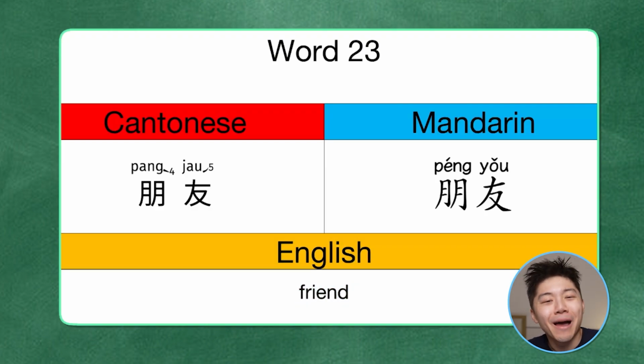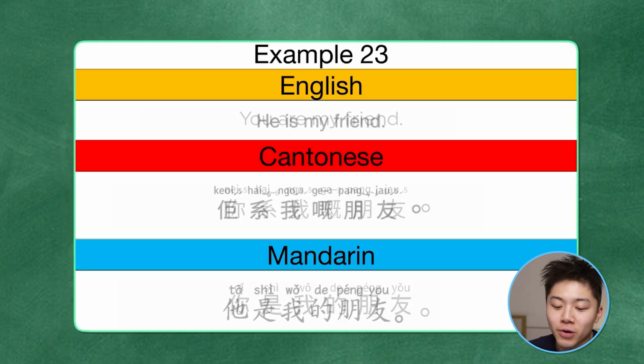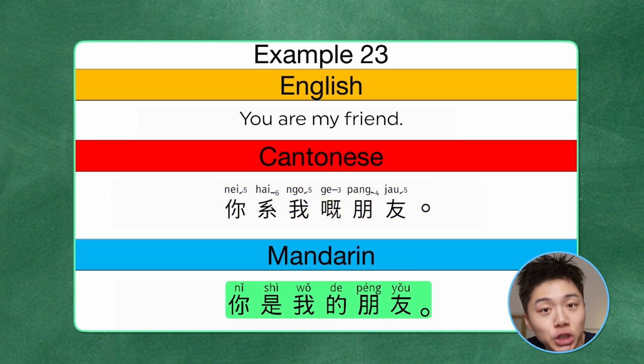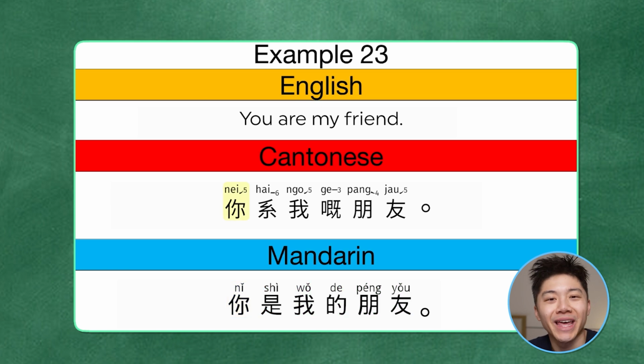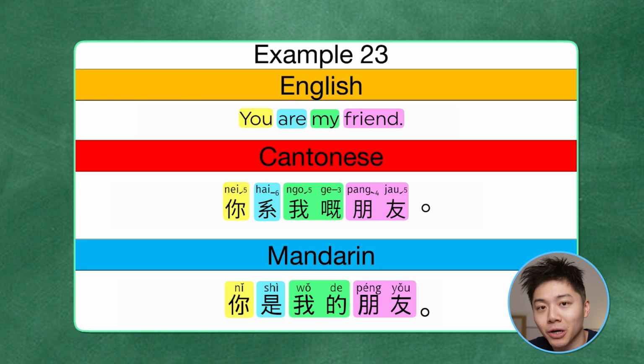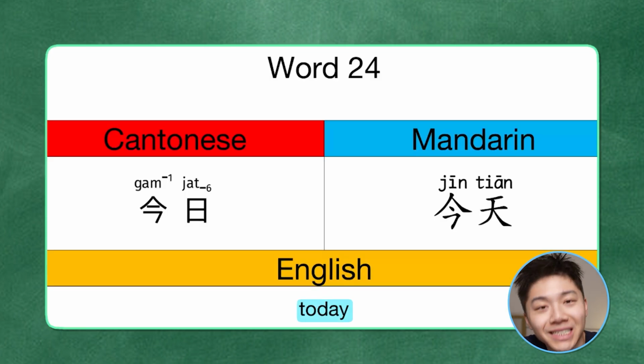Next, word 23, friend. We're friends. 朋友 in Cantonese, 朋友 in Mandarin, same thing, different pronunciation. So for example, you are my friend. 你係我嘅朋友. In Mandarin, 你是我的朋友. So let's break this down. 你 is you. 係 means is, am, to be, in Mandarin 是. 我嘅 means mine or my, in Mandarin 我的. 朋友 means friend.